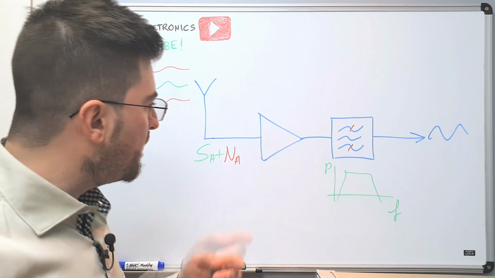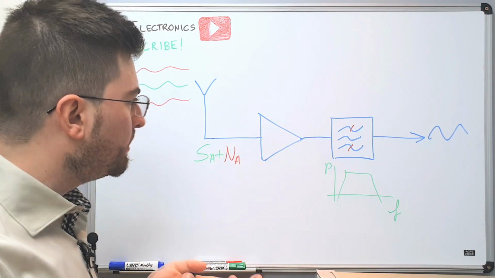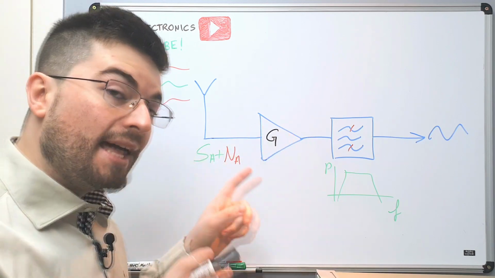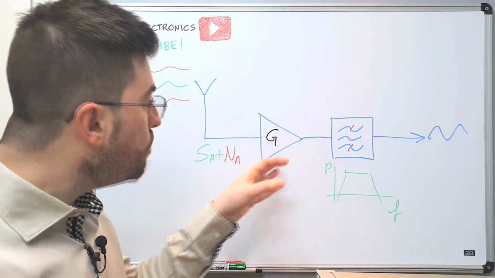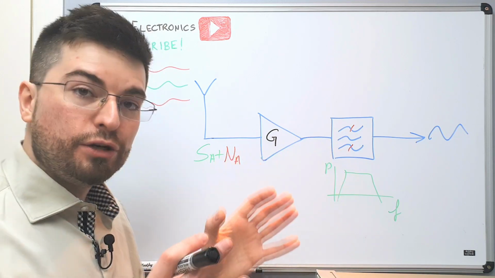Of course, this amplifier here has gain. The goal of the amplifier is to amplify the signal, and it also adds noise. The amplifier also adds its own noise to the signal chain, as you're going to see in just a moment.